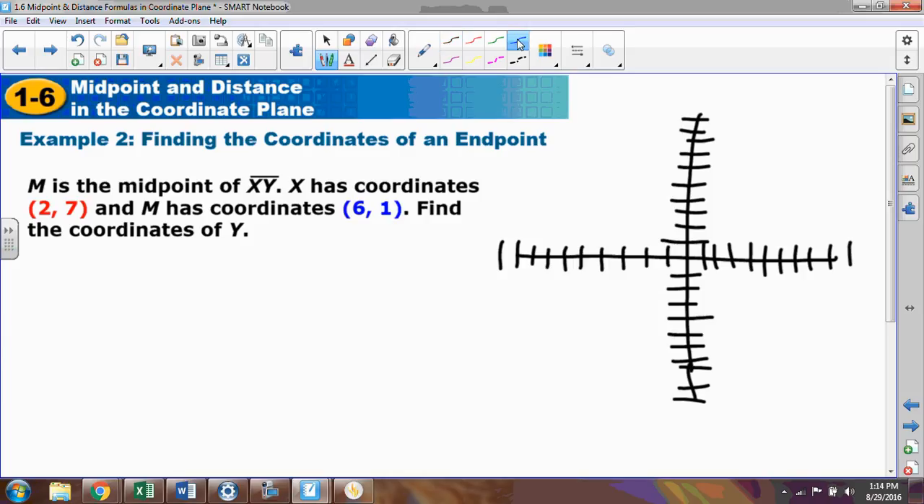M is the midpoint of XY. X has coordinates 2, 7. M has coordinates 6, 1. And we're searching for the coordinates of Y. Please note what's going on then. We have our endpoint, we have the midpoint, and if we extend it further, somewhere down here, we are trying to find the coordinates of the other endpoint. Where are they?